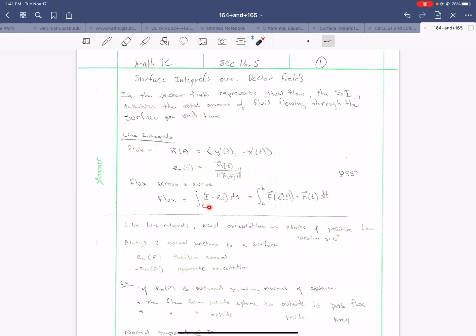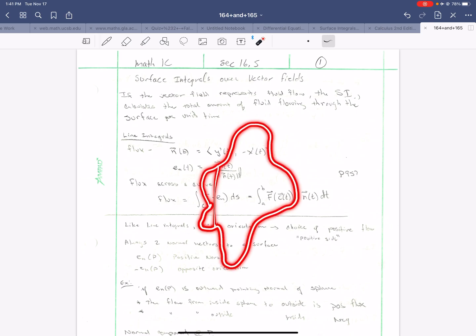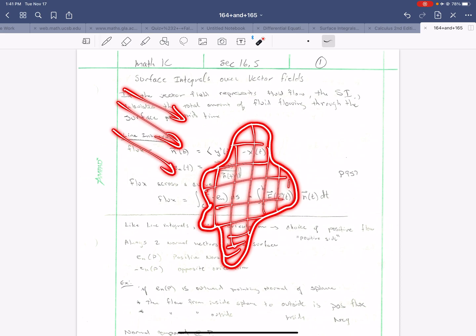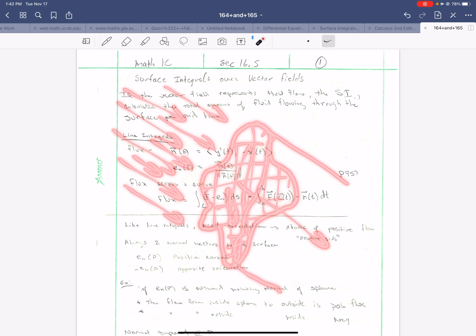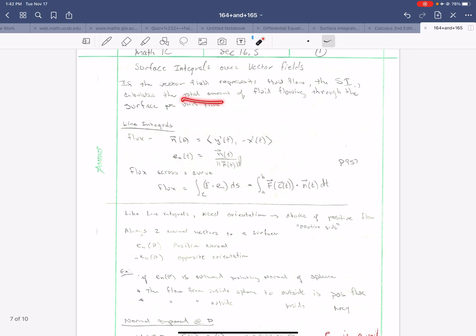What that means is you could almost bend a wire in any shape that you wanted and consider it a surface, almost like a butterfly net. And if you had water or some fluid flowing through a vector field, then whatever answer you get from computing the surface integral is exactly the total amount of fluid that went through that surface. That surface is just some sort of a net, basically.